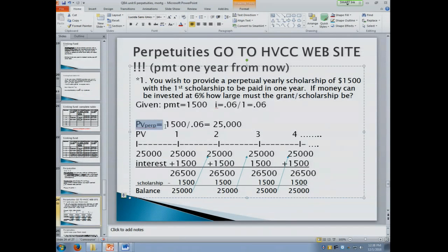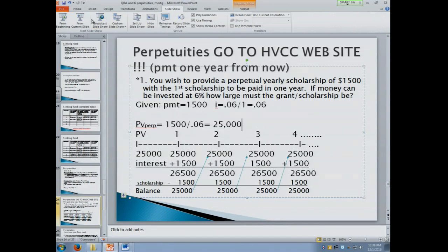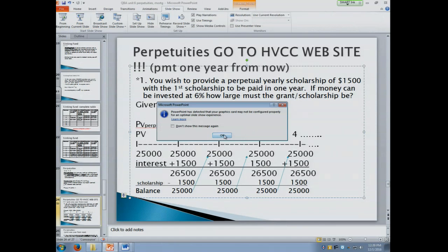Our first step is to calculate the present value of the perpetuity. $1,500 divided by 6% equals $25,000. So let's look at this. I'm going to turn it into a slideshow. It'll help you a little bit more.